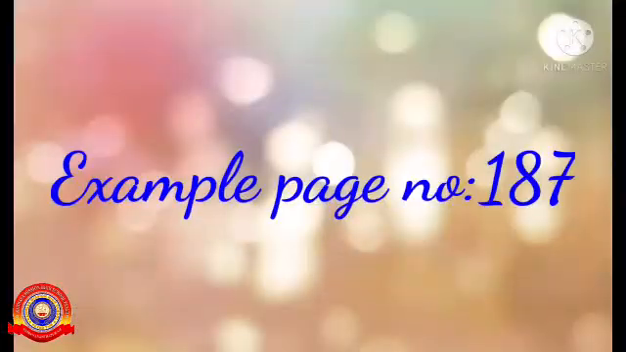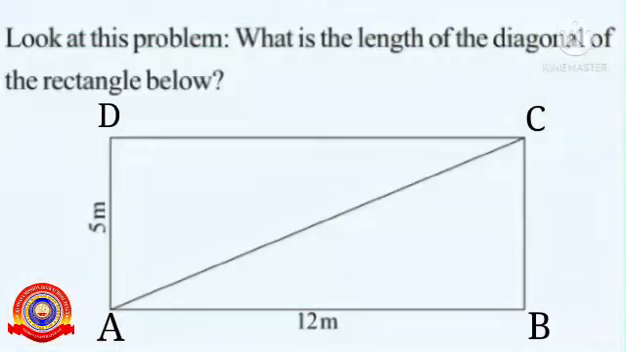Let's learn an example from the textbook, page number 187. Students, look at this problem. What is the length of the diagonal of the rectangle below? In the question, we have to find the length of the diagonal AC. Here AB equal to 12 meter and AD equal to 5 meter.